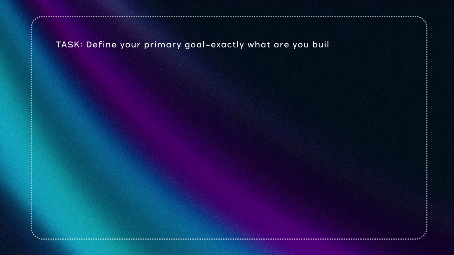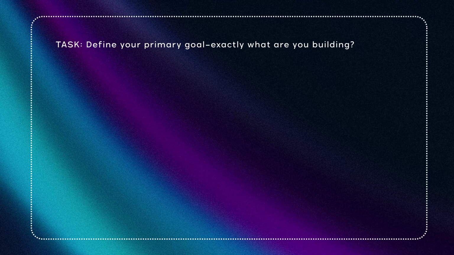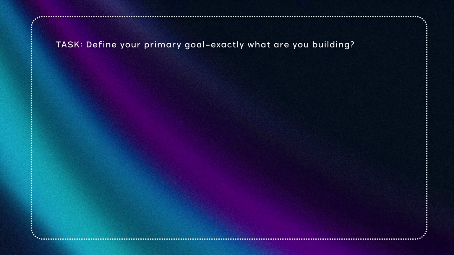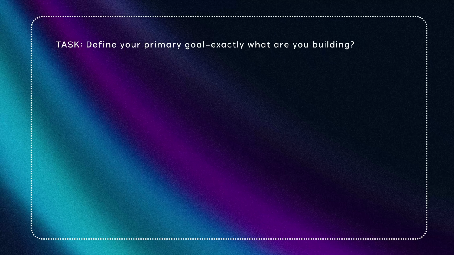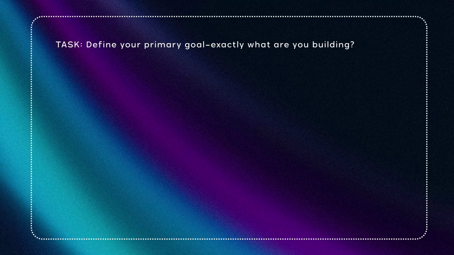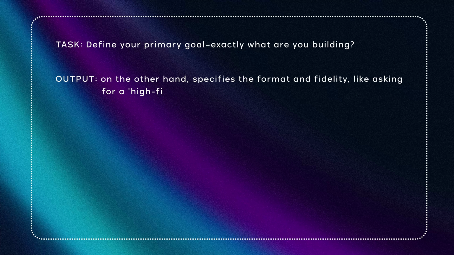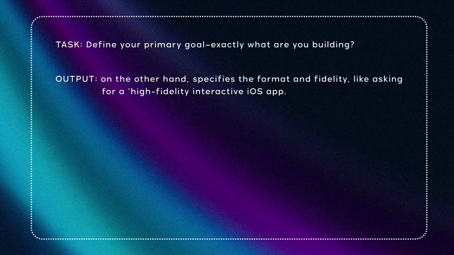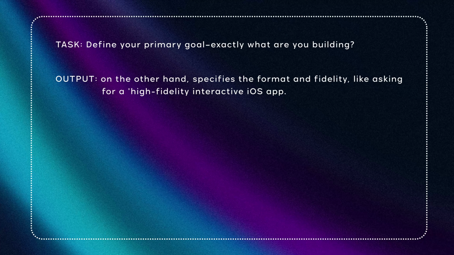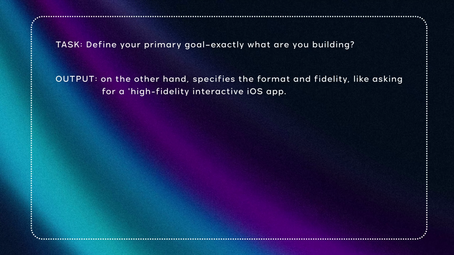Let us see this slide. The task here defines the specific goal of the design or the purpose of the design. You have to clearly and precisely explain what you want to design. The output specifies the format and level of detail. Like you can say that you want an interactive iOS app as an output.